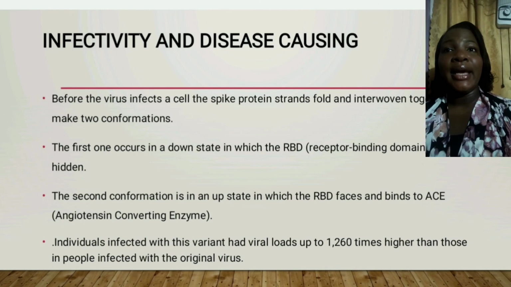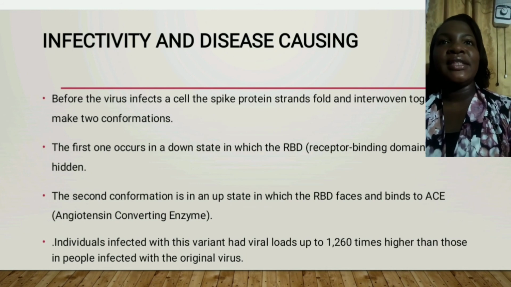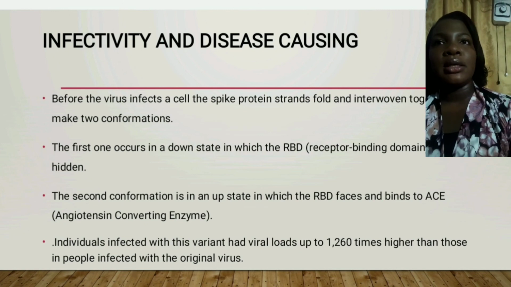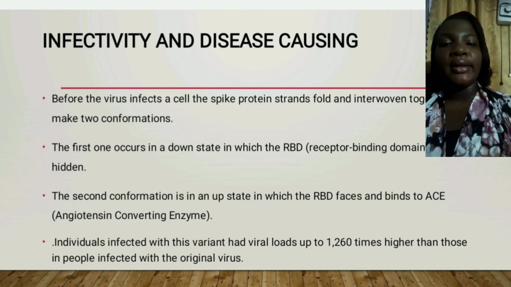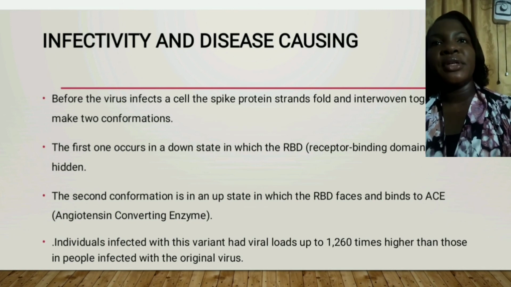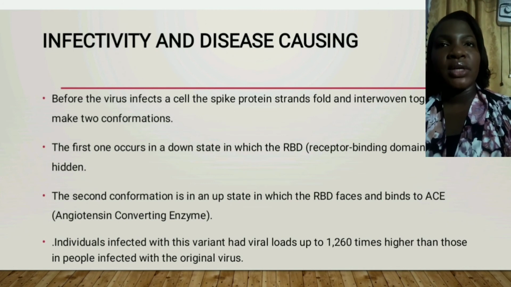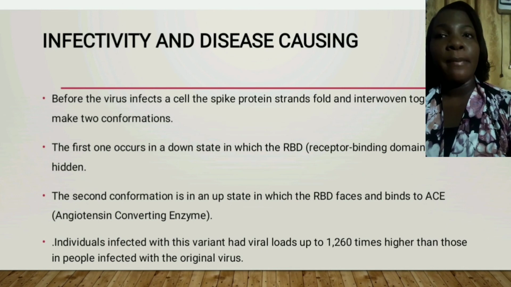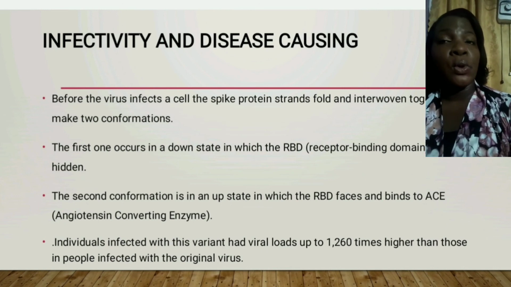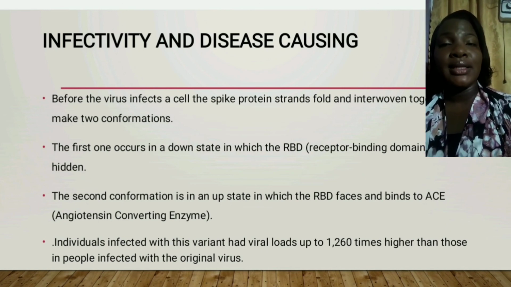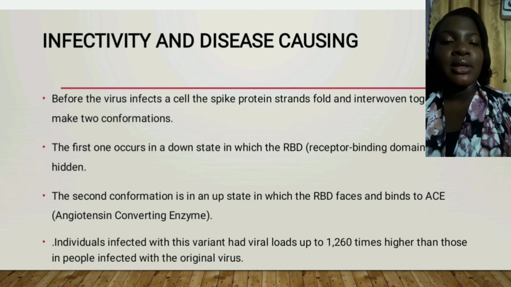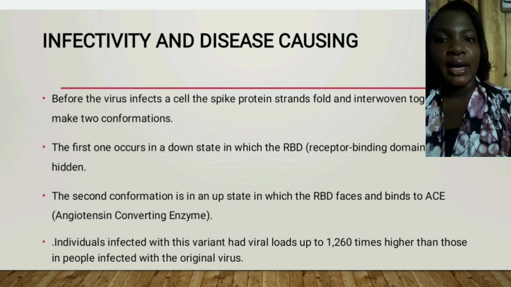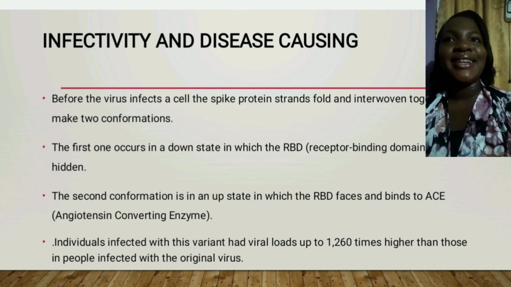Now, in epidemiology, infectivity is defined as the ability of a pathogen to cause infection, while disease causing would refer to the genetic alteration that would increase an individual's susceptibility or predispose them to a certain disease. Now that we're speaking on the coronavirus, especially the Delta variant, which is the variant of concern at this moment.